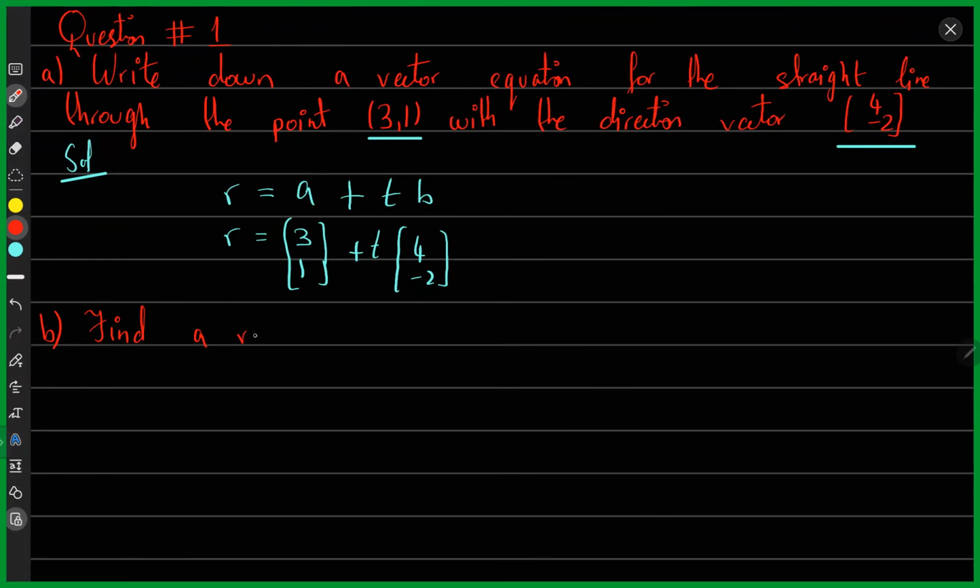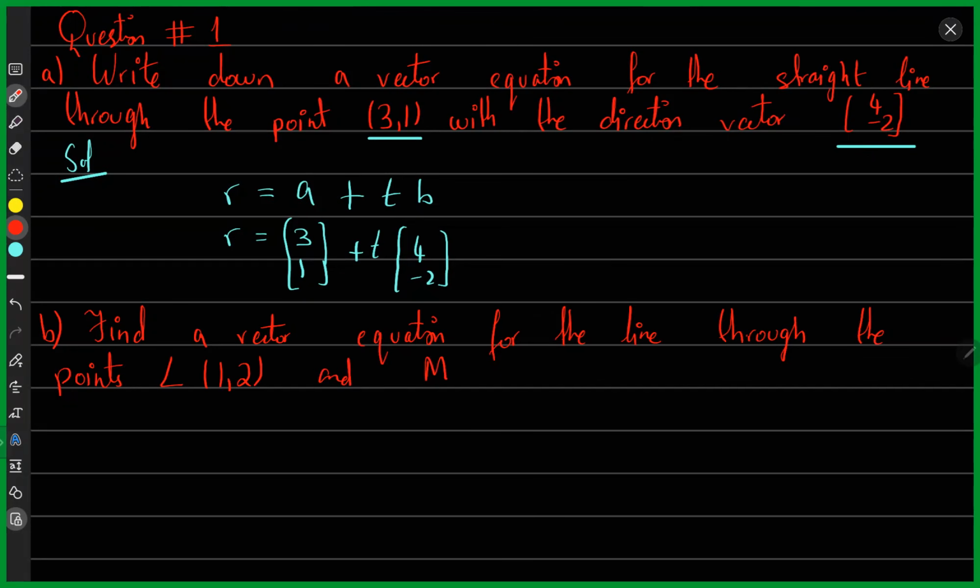It says find a vector equation for the line through the points L, 1, 2 and M, 5, 3. Okay.